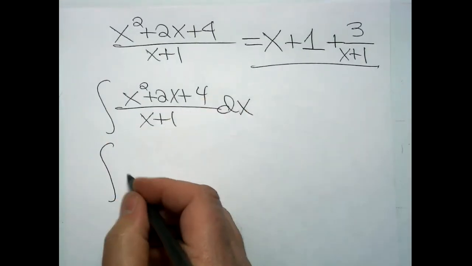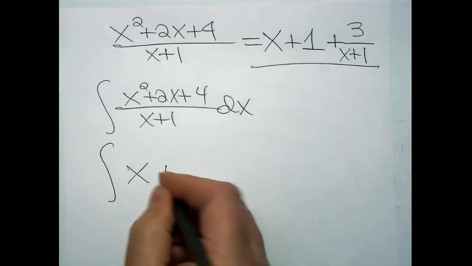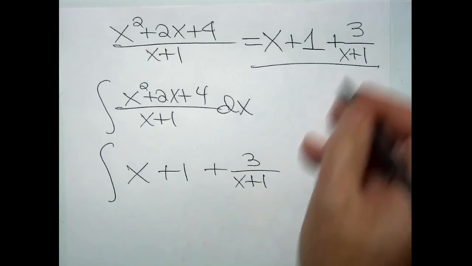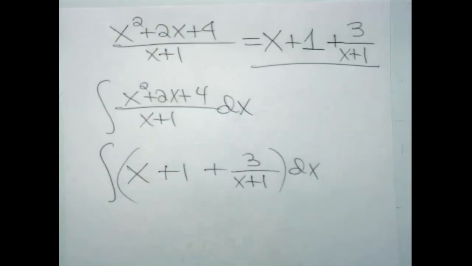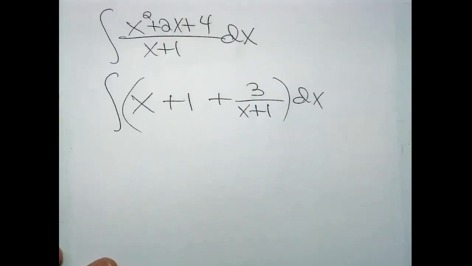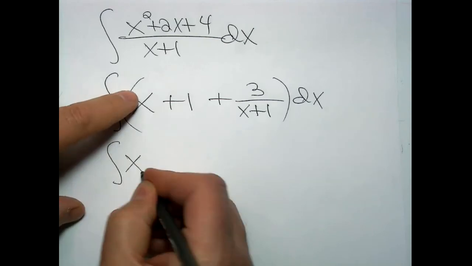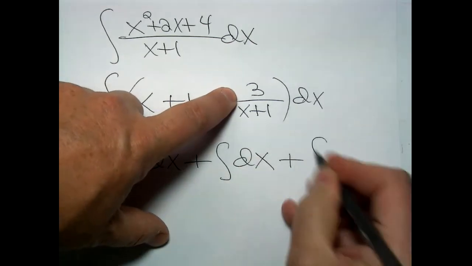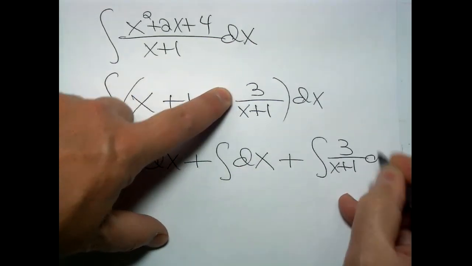Okay, so this entire fraction gets replaced with x plus 1 plus 3. But only the 3 is over the x plus 1 over there. So sometimes, particularly when the degree on top is equal or higher than the degree on the bottom, we have to divide first. And now we can integrate. Now the first two are not very difficult to integrate. In fact, let's do each one separately. Integrate the letter x dx, integrate the number 1 dx, and finally integrate 3 over x plus 1 dx.